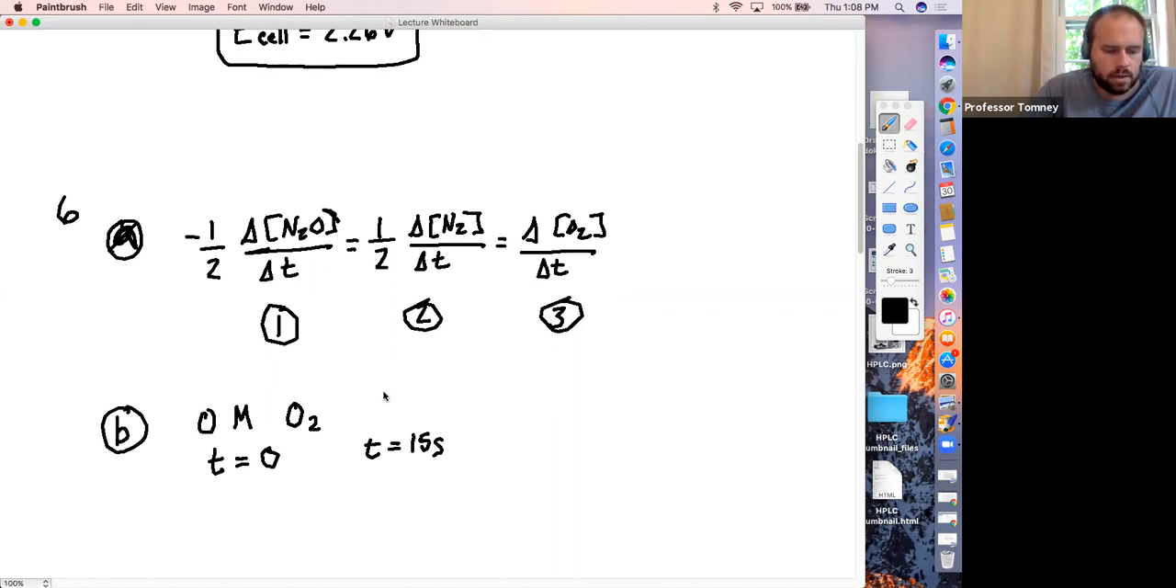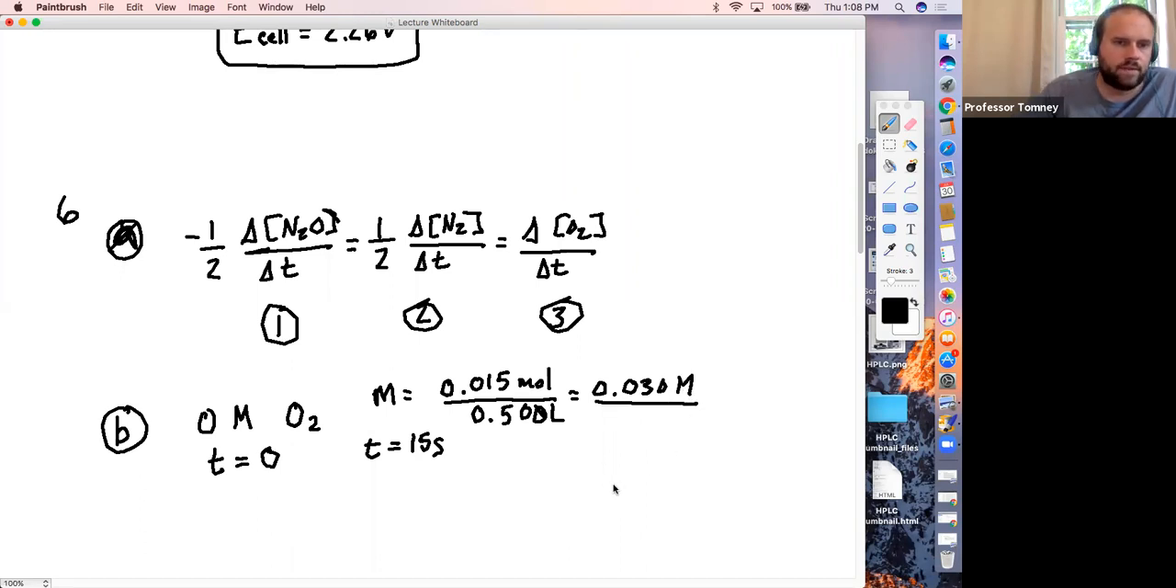So I would need to calculate the concentration by saying the concentration at time 15 seconds will be the number of moles of oxygen produced, which is coming from the problem, over the volume of its container. And it was in a 1/2 liter reaction vessel. So I put that together, and I end up with 0.030 molarity. So this is the molarity at time 15 seconds.